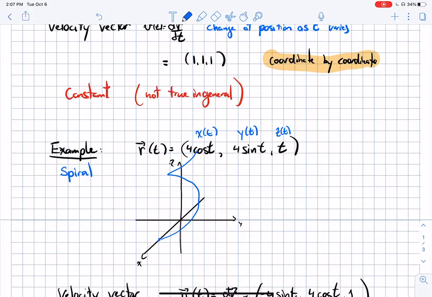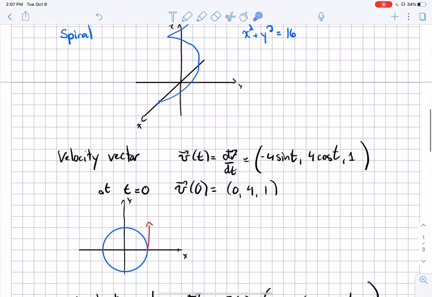If you think about it for a second, let's say I don't have this z-coordinate and I just look at x, y. This is the equation of a circle of radius 4. Note that x squared plus y squared is equal to 16. So if I just look at how the point moves in the xy plane, it's a circle, like this.